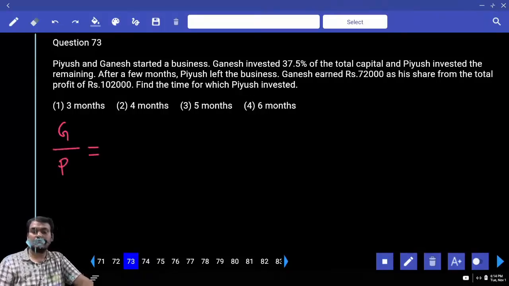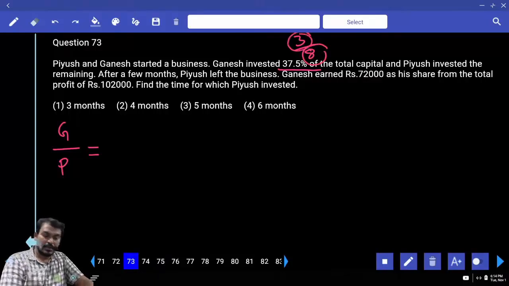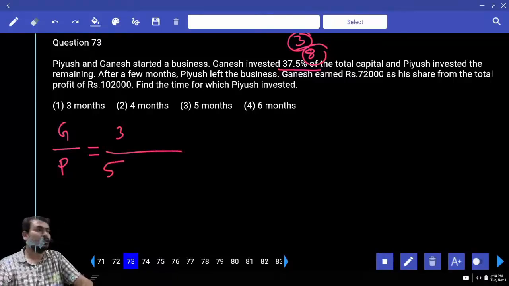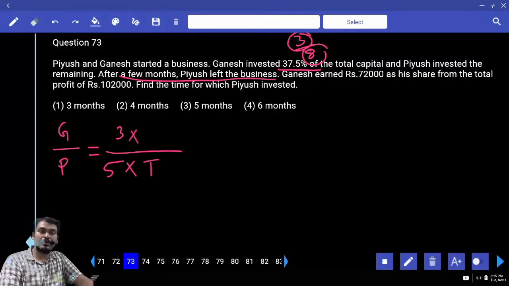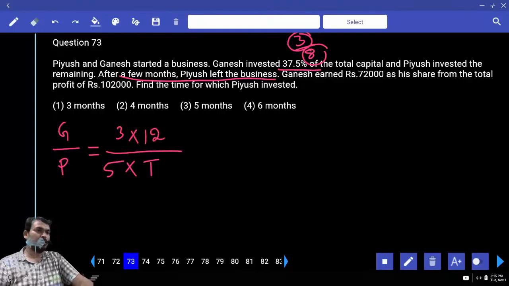What is the Ganesh investment? 37.5%. What is the fraction? 3/8. Out of 8 parts, Ganesh invested 3 parts, and the remaining 5 parts are invested by Piyush. Yes or no? Next, after a few months, who left? Piyush. So Piyush's capital is used for some time, but Ganesh's capital is used for the total time. 3 into 12 by 5 into T.